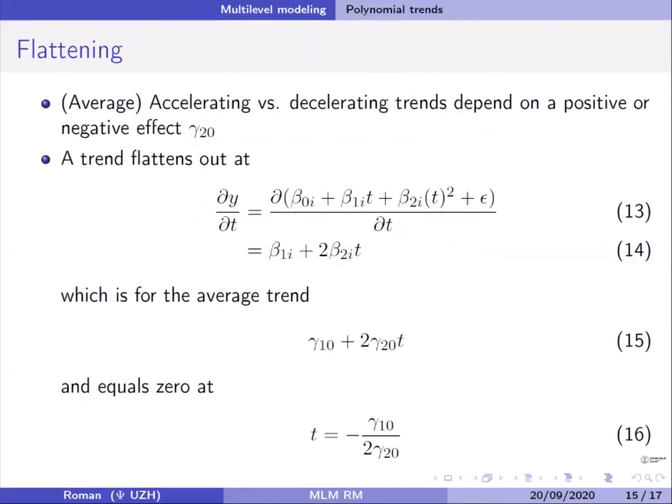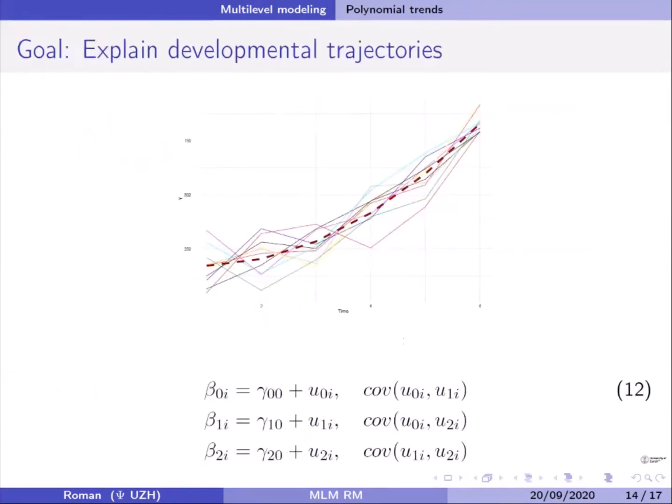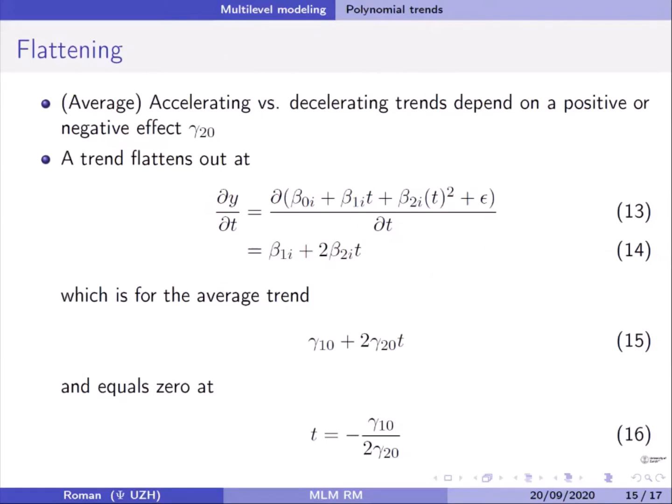Just a little more calculus for us. So these accelerating and decelerating trends will depend on our positive or negative effect of the fixed quadratic term, gamma 2,0. And the trend flattens out at the partial derivatives here. Okay, so if you're familiar with calculus, at the partial derivatives of this function, our trend flattens out. And so this is the average trend, gamma 1,0, the slope at 0, plus 2 times the quadratic term times t. And it flattens to 0 here.